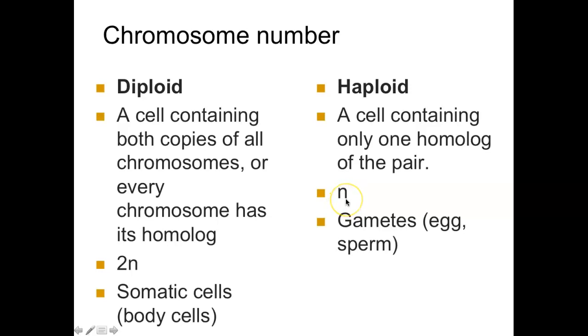So N for humans, again, is 23, right? 2N is 46. So what kind of cells are haploid? What kind of cells only have half the normal number of chromosomes? That's going to be your gametes, your egg and your sperm.